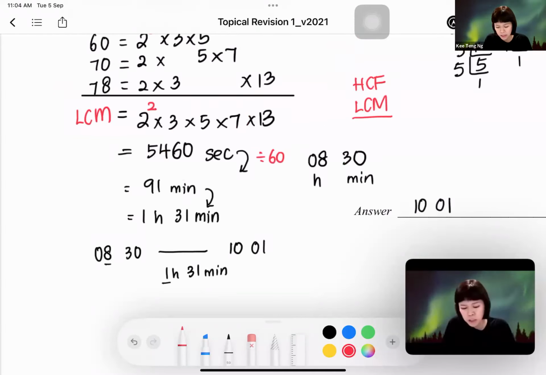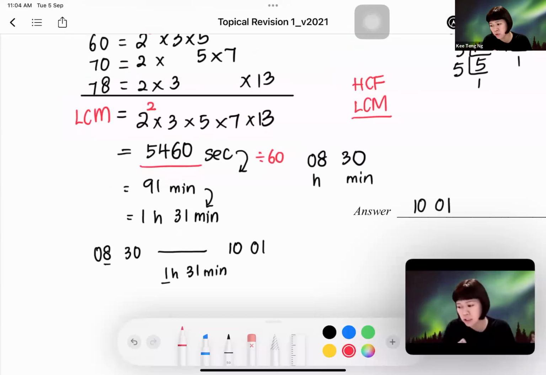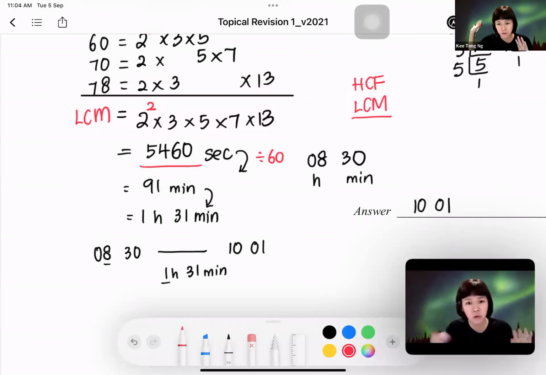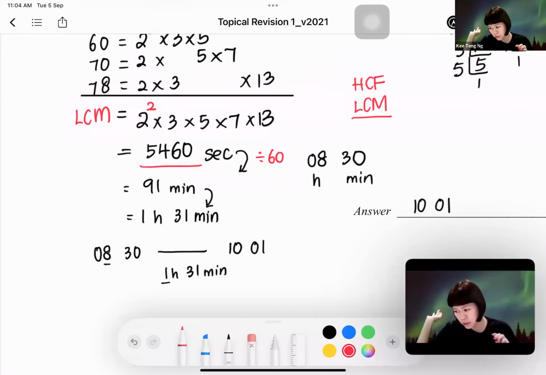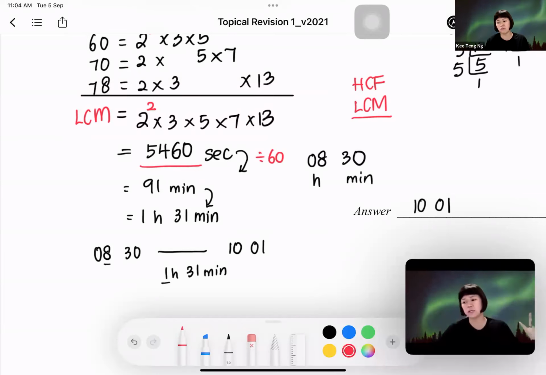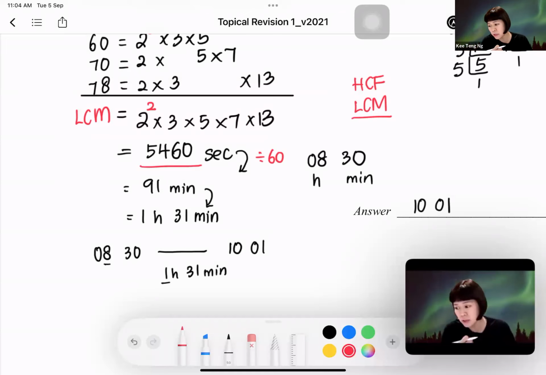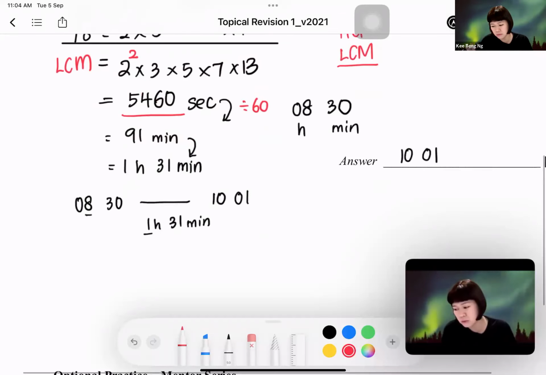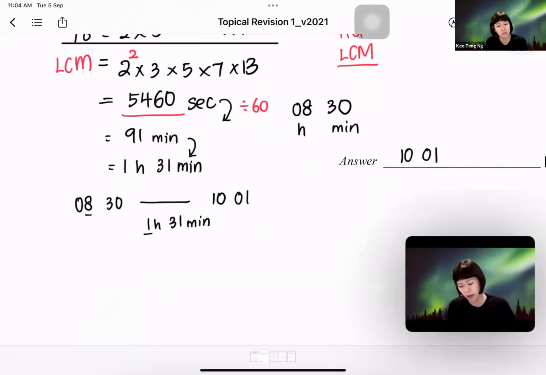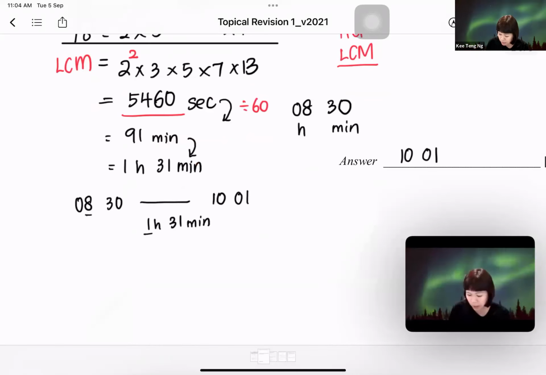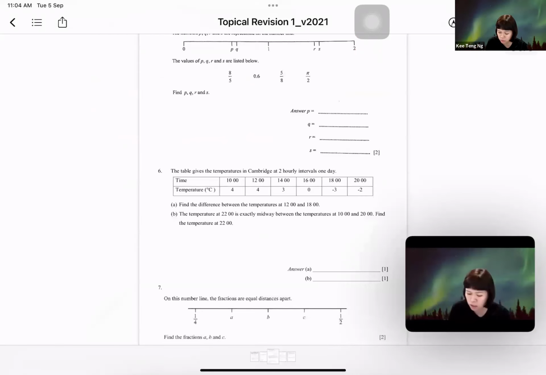Anyone manage to get at least 5460 for this question? Who got 5460? Can you give me a thumbs up, or tick or whatever? Yes, at least you all got 5460. Very good. Okay, anyone managed to get until 10:01? Okay. Never mind. Okay, good. At least you tried to get an LCM. Next question, we'll continue.